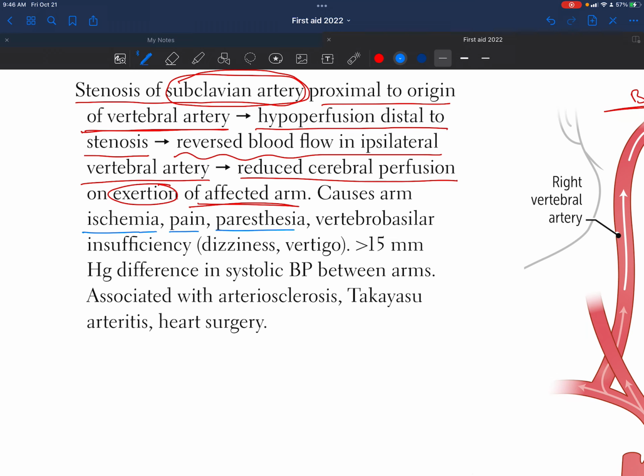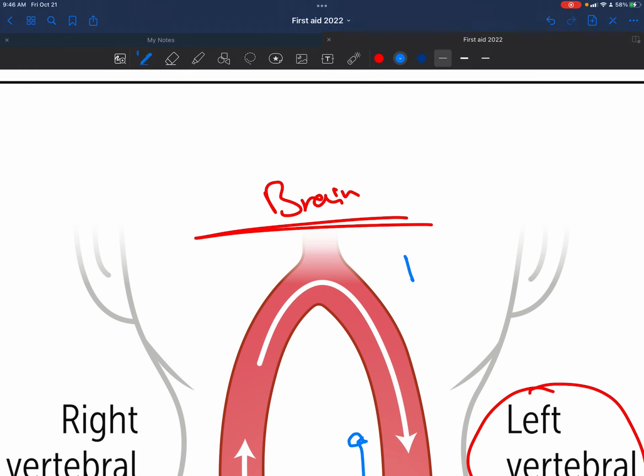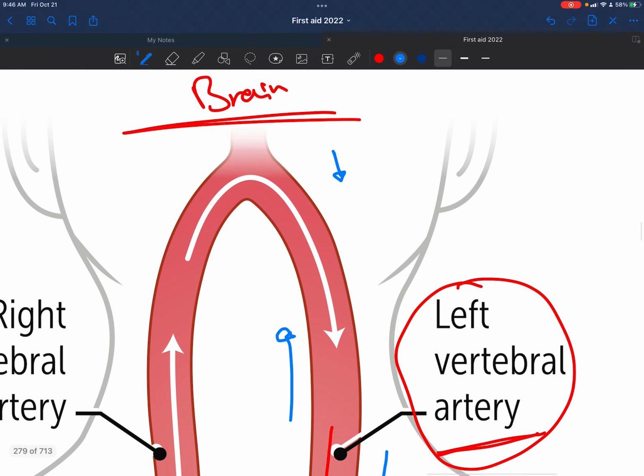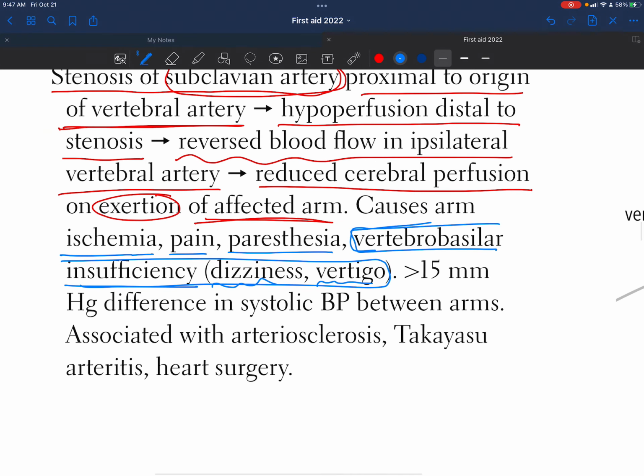So this causes arm ischemia, pain and paresthesia. Of course, these are some signs of reduced blood supply to the arm, with vertebrobasilar insufficiency, like dizziness and vertigo. These are related to the base of the brain, and they happen because the vertebral artery flow to the brain is now reduced, because we're taking the blood that should all flow to the brain. Now we're moving it the wrong way. We're moving it to the left arm.